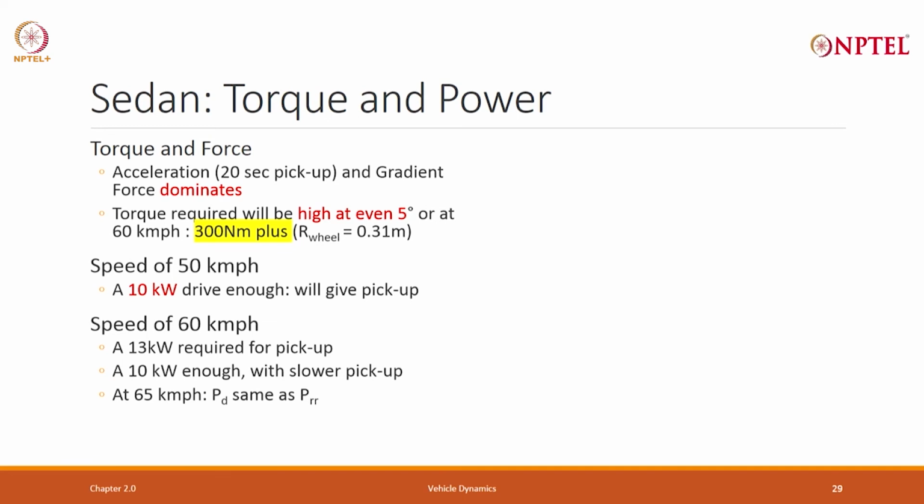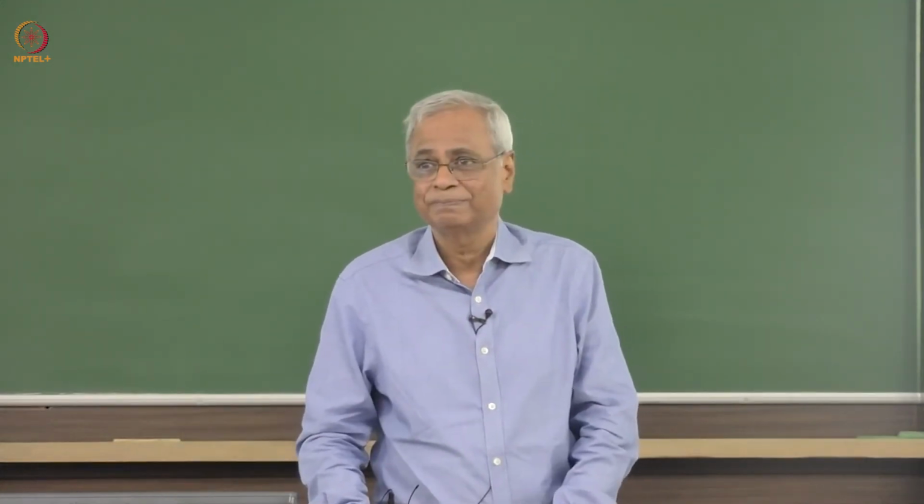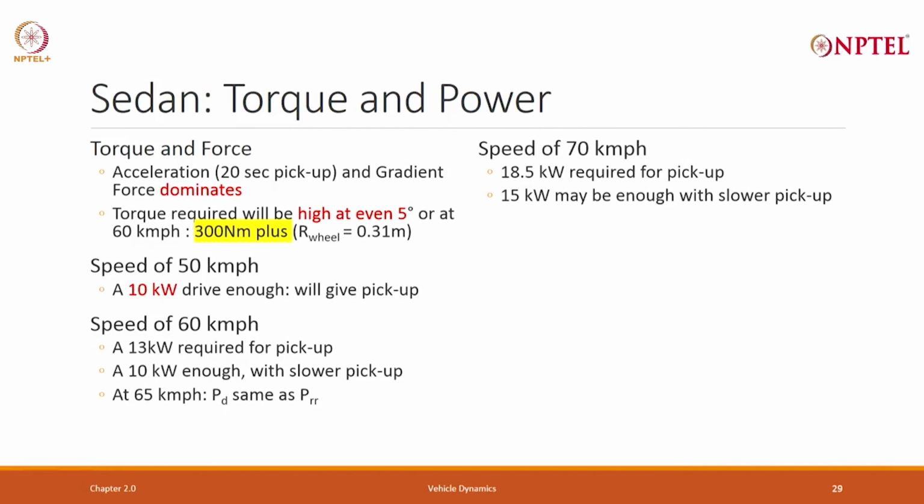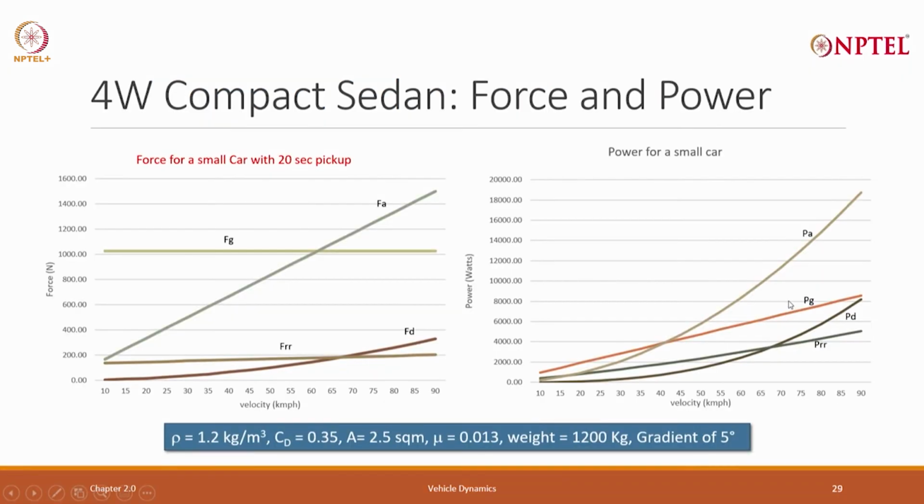And in fact, E-Verito, I think, has a motor which is about 12 kilowatt or something like that, not much more than that. But if you want to travel at high speed and do all kinds of things, at 70 kilometer per hour, you require about 18.5 kilowatt. At 70 kilometer per hour, you require higher, both for acceleration and gradient. So, you require about 15 to 18 kilowatt.